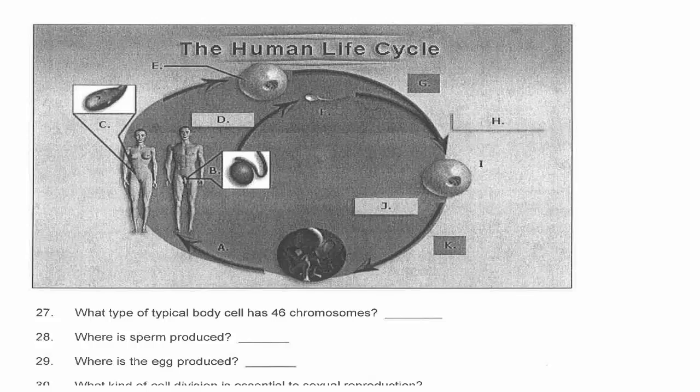Okay, we are now looking at the end of this. This is a quick summary diagram. You're asked what type of typical body cell has 46 chromosomes. These would be your somatic cells. It's just a definition of body. Where is sperm produced? We're looking at B here, the testes, testicles, plural, 2. Where is the egg produced? Of course, that is the equivalent of the testes in the female. That would be the ovaries.